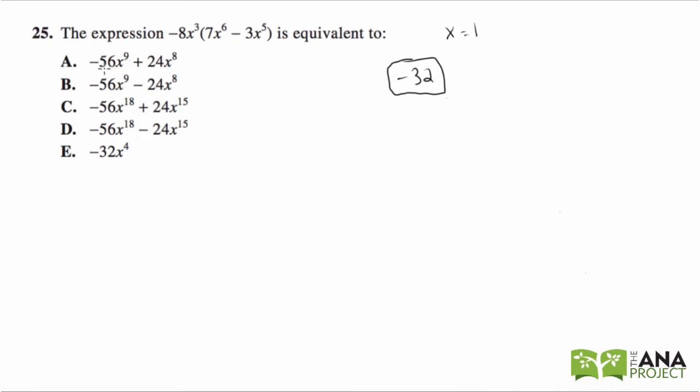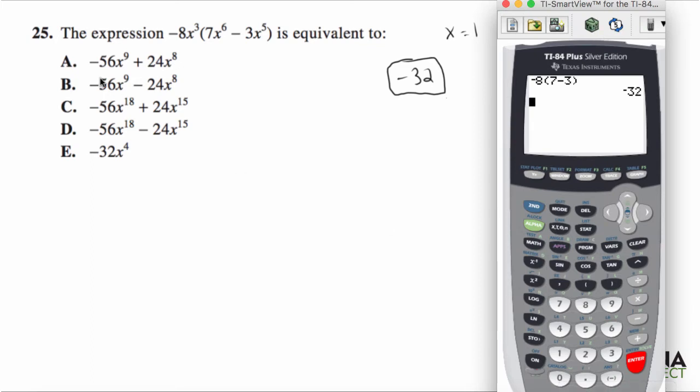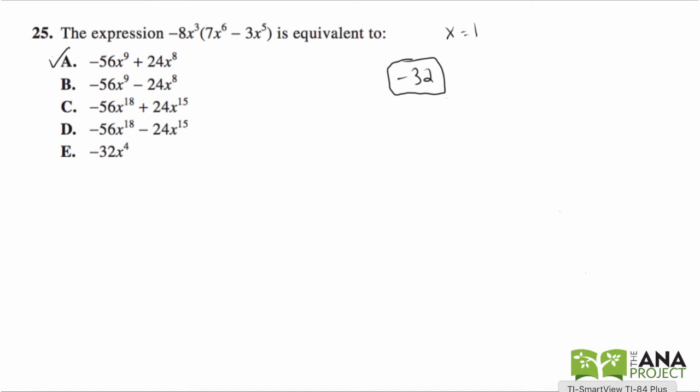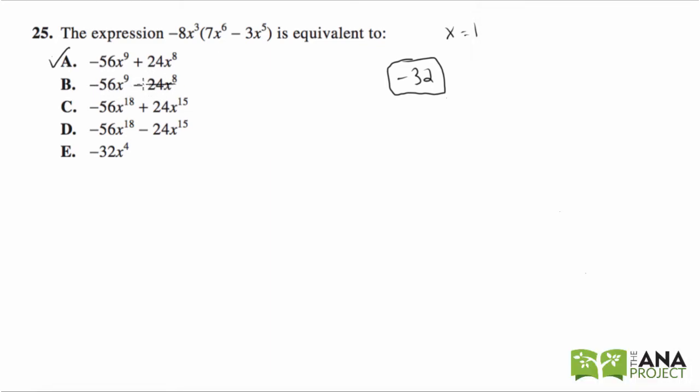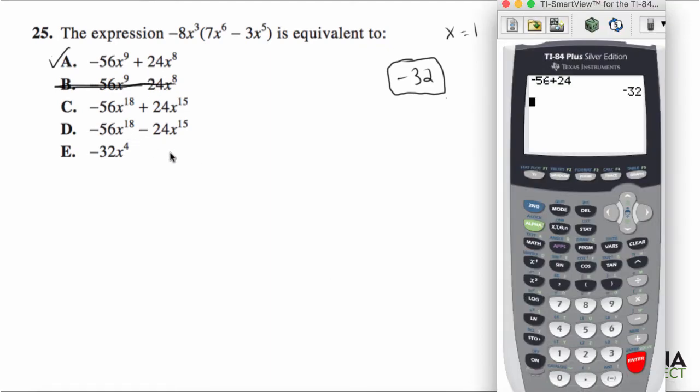So let's start with A. Negative 56 times 1 to the 9th would just be negative 56 plus 24. Remember, with this strategy, we have to go through every answer choice. So this would be negative 32. So this could possibly work. If this is negative 56 plus 24, this one's going to be negative 56 minus 24. So this obviously won't be negative 32. And this one wouldn't as well for the same reason.